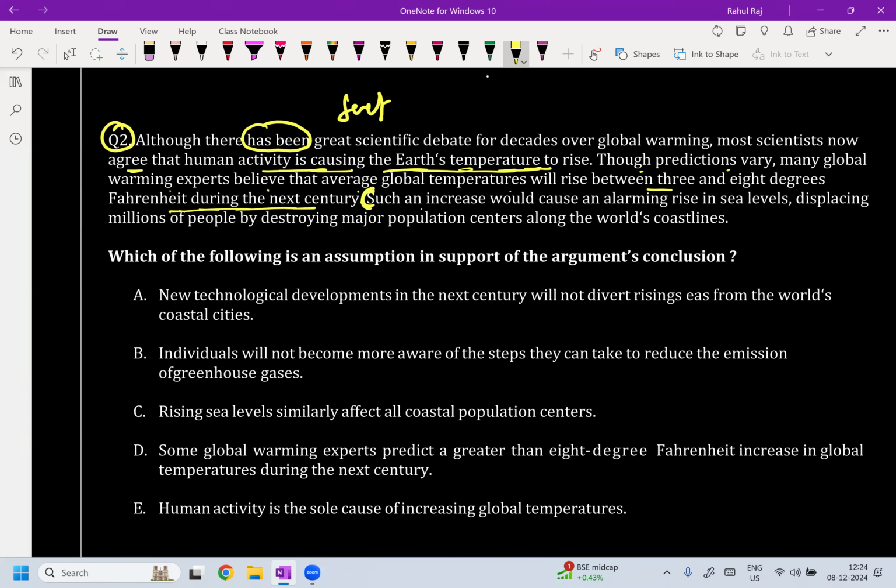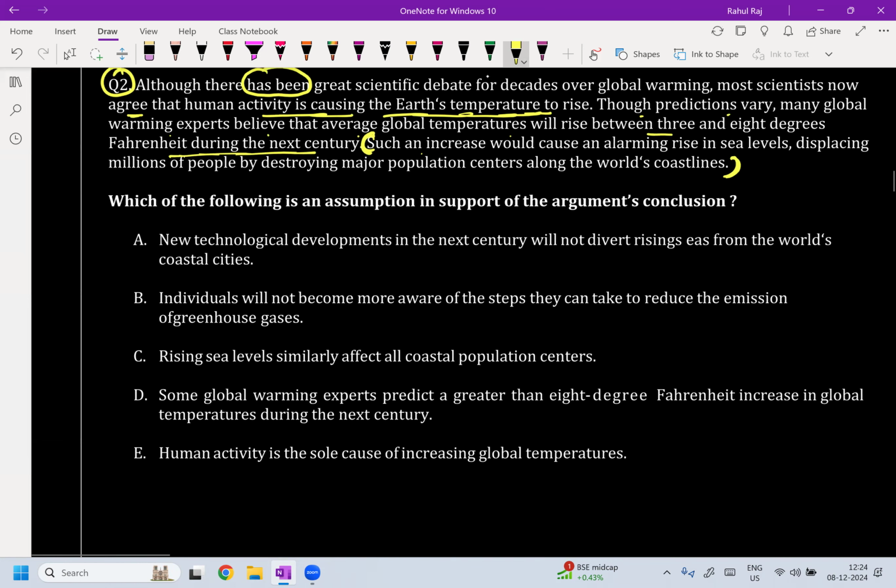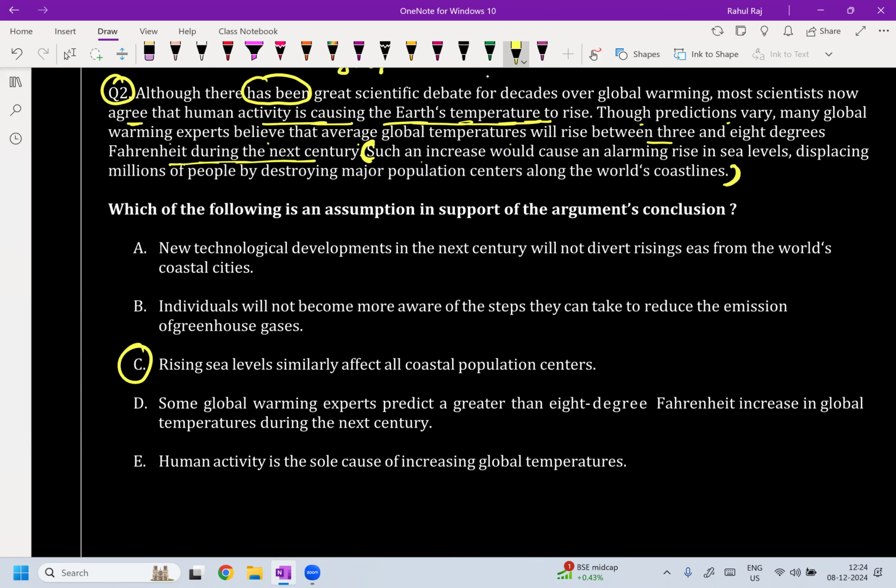Now they have written, based on these facts, they have concluded that such an increase would cause an alarming rise in the sea level, displacing millions of people by destroying major population centers along the world's coastal cities. Let me come down to option C, because a lot of you have marked option C. Option C says rising sea level similarly affects all the coastal population centers. Now let me negate it. Rising sea level does not similarly affect all the coastal population centers.